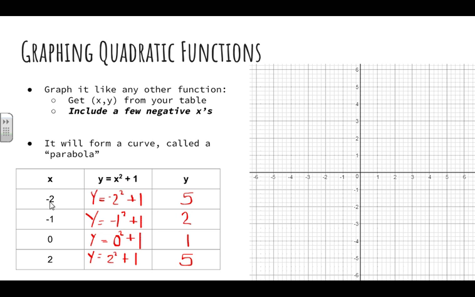So I'm going to plot this pair, -2 and 5. So -2 and +5 would be right there. Okay, and -1, 2 would be right here. 0, 1 is right here. And then +2, 5 is right here. So when I connect my dots, you can see I get a curve, and my line isn't very good. But that's what your parabola will look like.